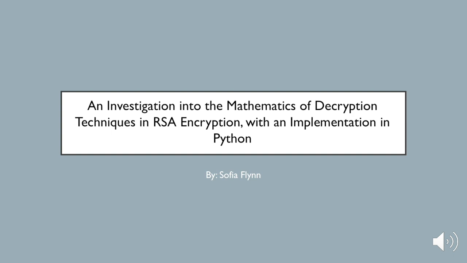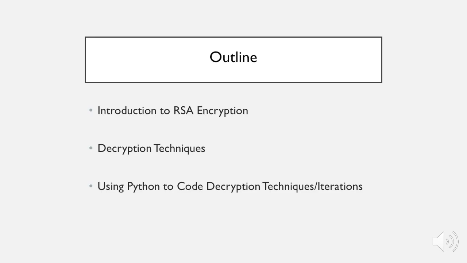Today I'll be explaining the mathematics behind decryption techniques used in RSA encryption and the program in which I coded these methods. First, I'll be introducing the RSA cryptosystem and its mathematical complexities. Then, I'll be explaining different decryption techniques in RSA encryption. And finally, I'll be explaining a project that I undertook this year in which I used the programming language Python to code the decryption techniques that have been used to try to break RSA.